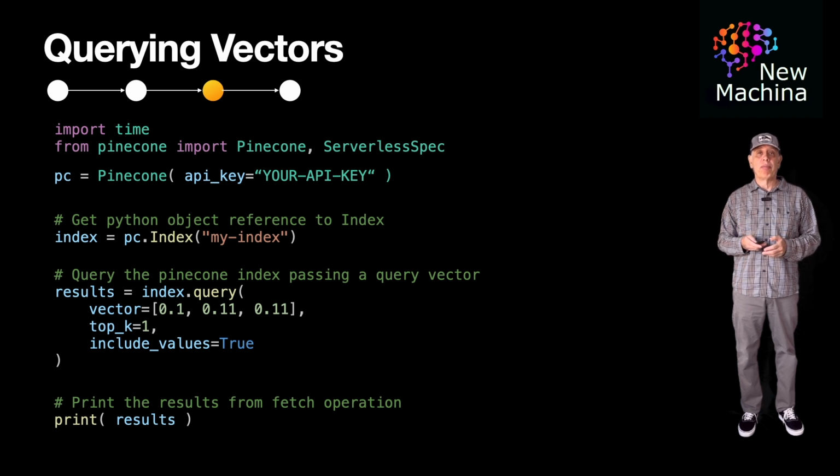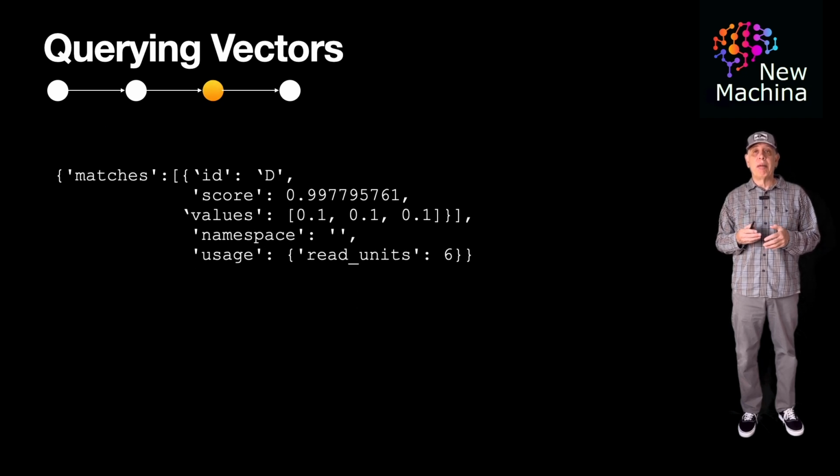Here is the console output after running my Python script containing my query operation. Note the top k value is set to 1, so we only get back one vector. For right now, you can ignore namespace, as I'll cover this in an upcoming video.